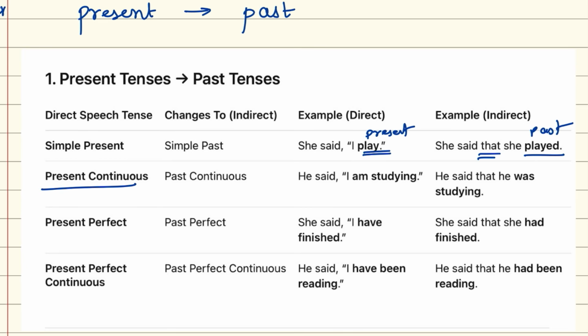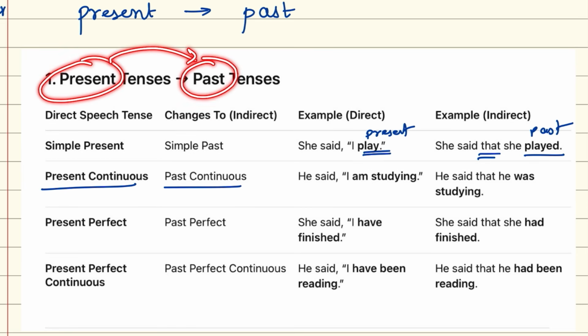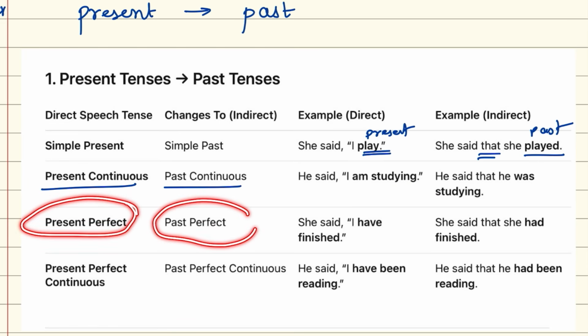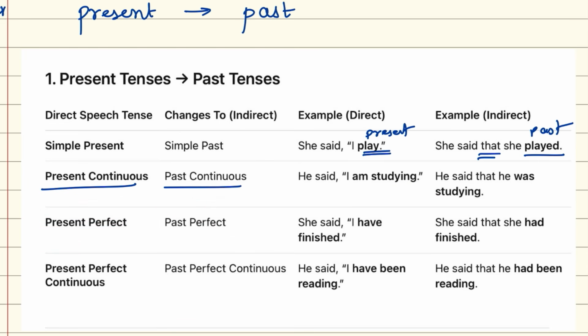Present continuous changes into past continuous. You will see that present every time changes to past. He said, I am studying. He said that he was studying. Present perfect changes to past perfect. Now you have this confusion, I know, that what is perfect, past perfect, present perfect. So I'll just tell you a very simple thing. This is for have and this is for had. Okay, just remember this.